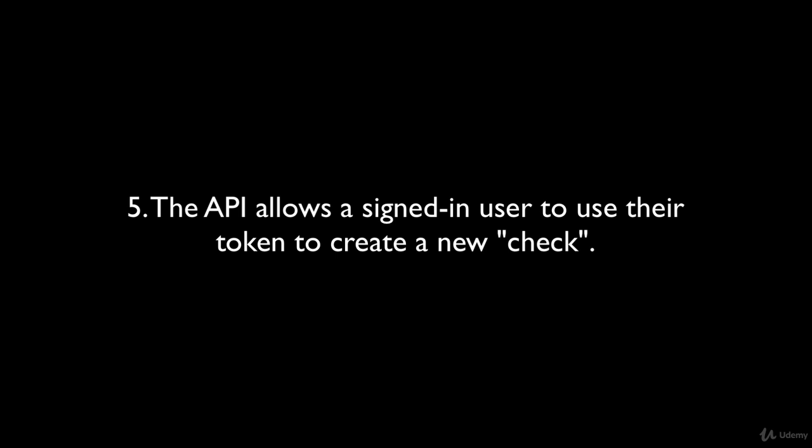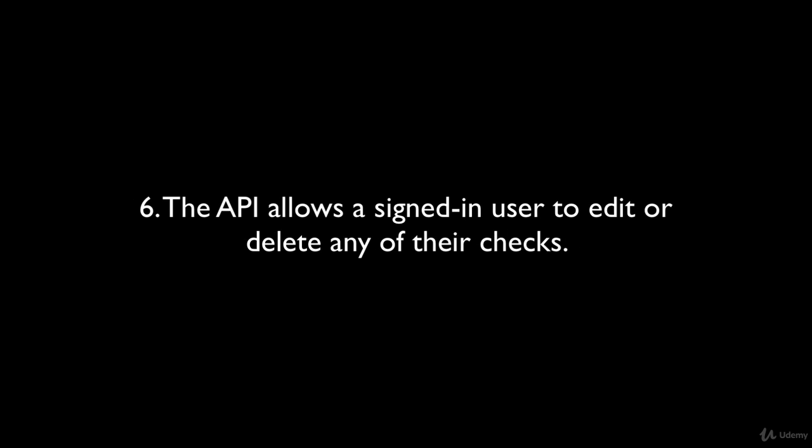For example, for some websites, up might mean that you receive a 200 status code, while other websites might say that for us, an up is anything that isn't 500. Number 6, we want a signed-in user to be able to edit or delete any of their checks, and we want to limit their checks to 5. So we don't want a user to be able to create a 6th check. We want them to be able to have 0 through 5 checks.